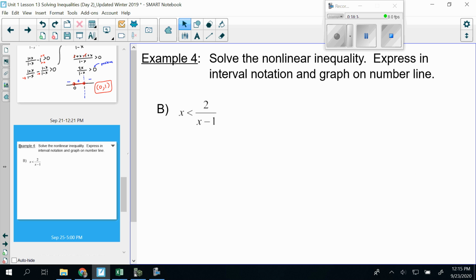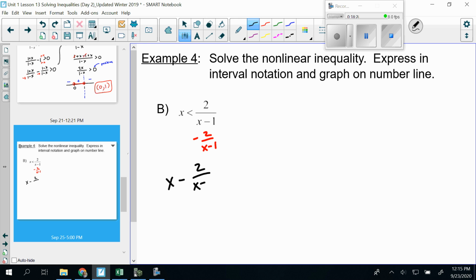All right, next one, another nonlinear one. So first step again, get it compared to 0. Let's subtract all this stuff over to the other side here. So now we'd have x minus 2 over x minus 1 less than 0. We want to combine this into one fraction now. So like we did before, on the bottom here, we want the same denominator. That means the top, we're going to have to multiply by the same thing.